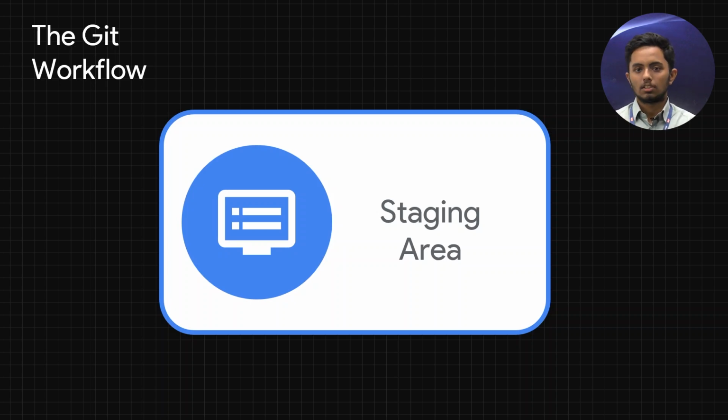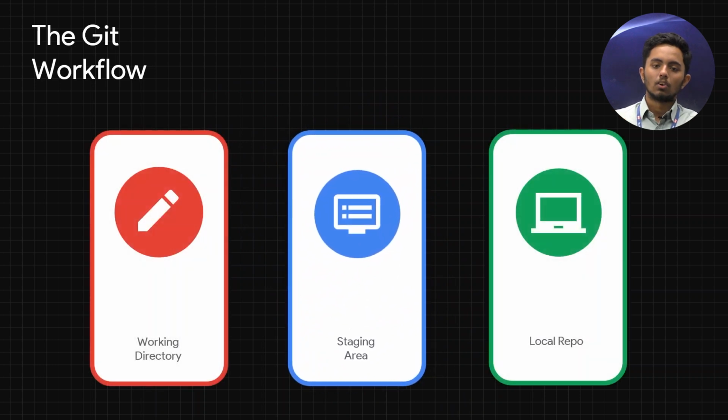And that's where you see, so the staging area is a place where you see all the changes that you have made before you save them. Okay. And now the local repository.